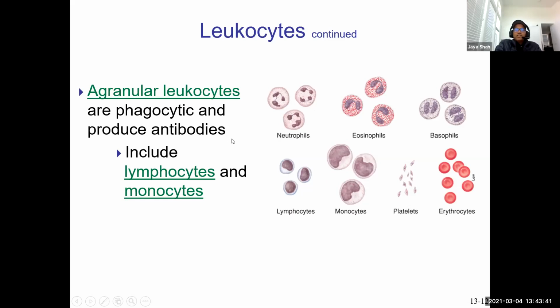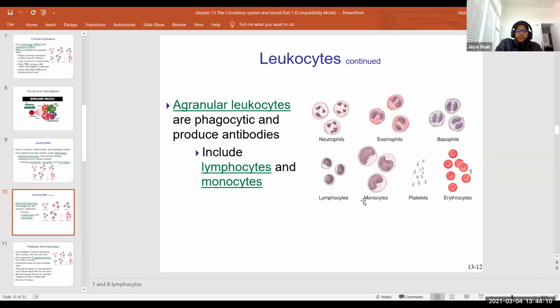Agranular leukocytes are phagocytes, macrophages. These cells get out of the blood vessels or stay inside the blood vessel and eat up microorganisms. Lymphocytes produce antibodies, okay? And monocytes are the macrophages. Monocytes are macrophages, okay?